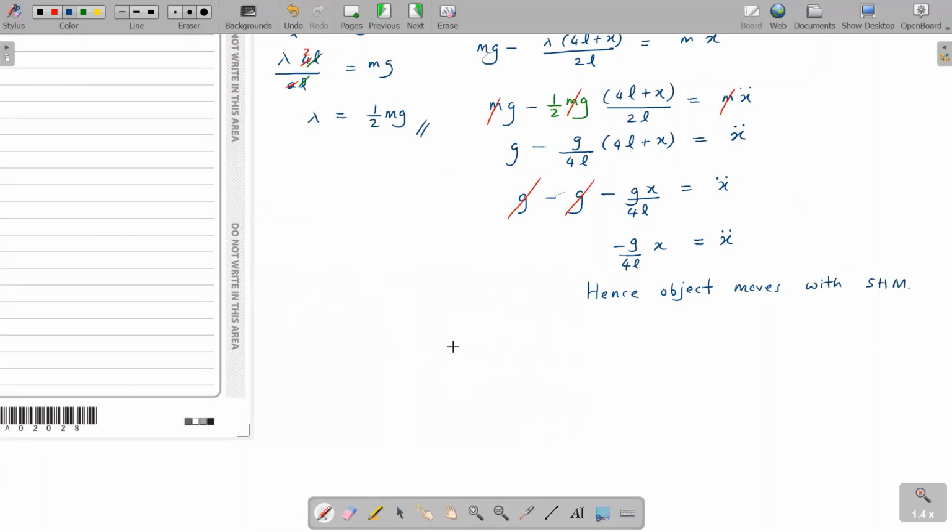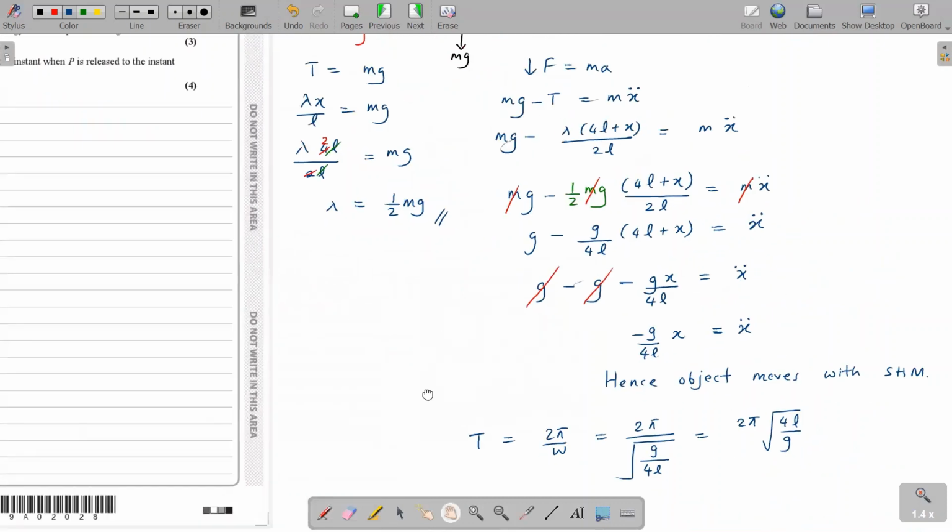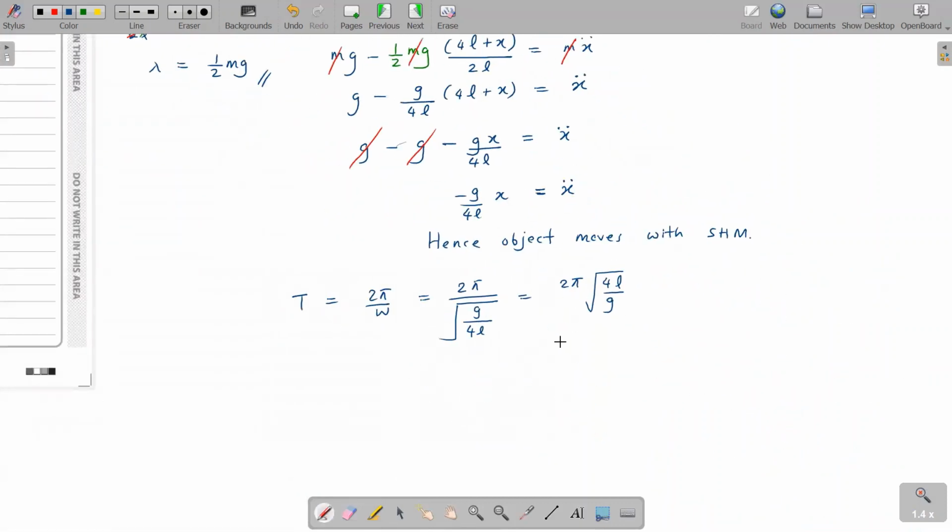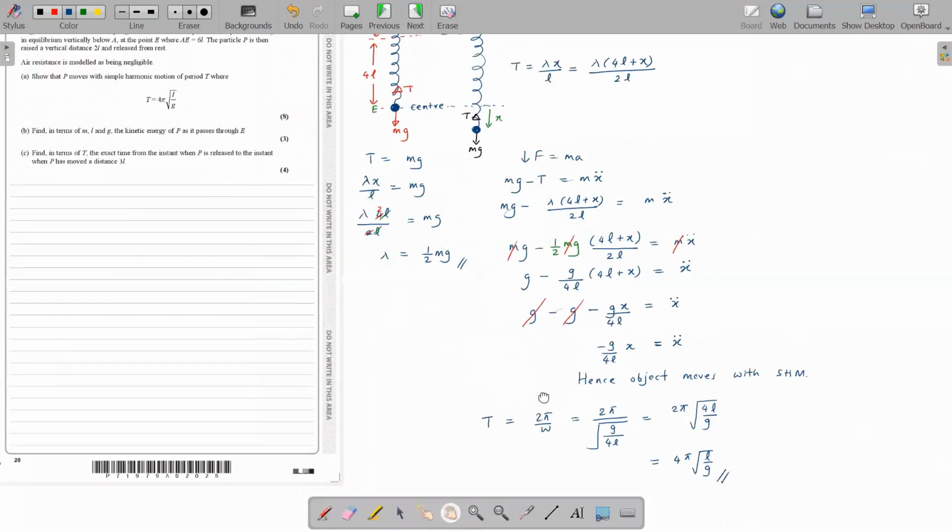And then we can find the periodic time. T equals 2 pi over omega. So what's the omega value? Root g over 4L. So 2 pi into root, we can put 4L over g like this. And then the 4 we can bring out of the root. The 4 comes out, and multiplies the 2. So I get 4 pi root L over g, which is what we needed to show.